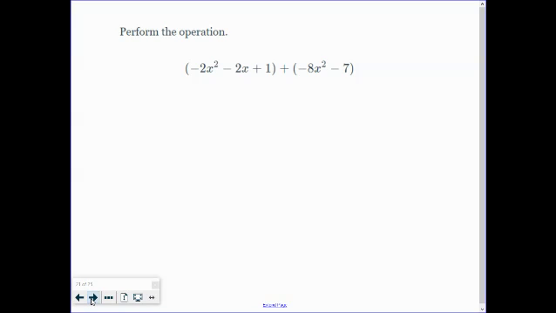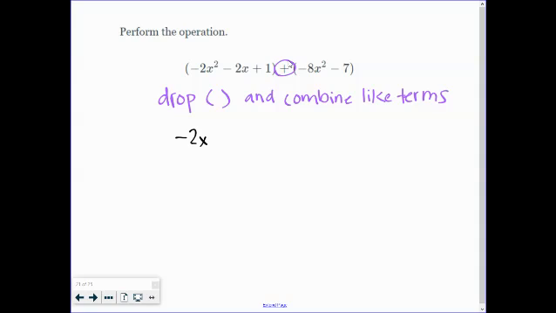You can notice that there is a plus sign in between these 2 polynomials. Remember, when I'm adding, I can drop the parentheses and combine like terms. All right, so I'm just going to drop the parentheses and rewrite it. That's going to give me negative 2x squared minus 2x plus 1 minus 8x squared minus 7.